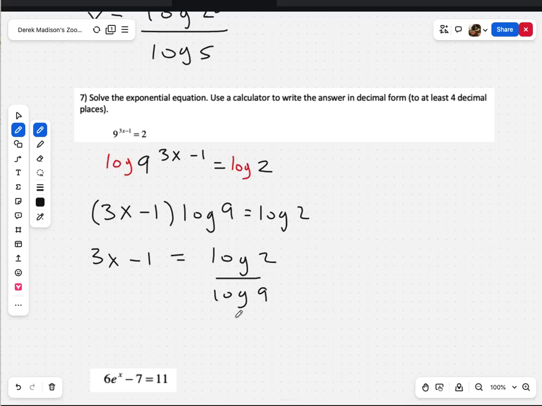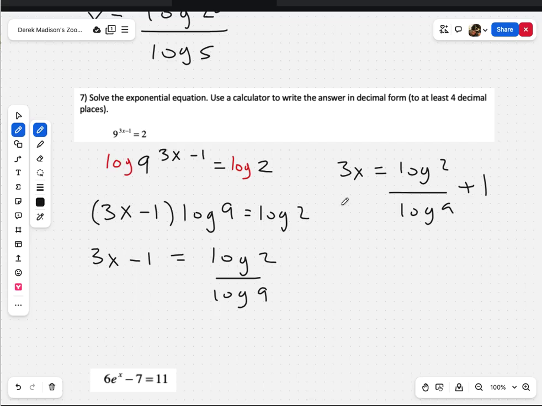From there, for me, I would stop writing and I would grab out the calculator because we're supposed to give this to 4 decimals. And so I would just go log 2 divided by log 9 in the calculator and hit equals. And then the next thing I would do would be to add 1 to it because we would add the 1 over. So just sort of thinking of our order of operations. And then after that, we would divide that result by 3, which writing it that way on paper isn't great because it would be a complex fraction, a fraction of a fraction.